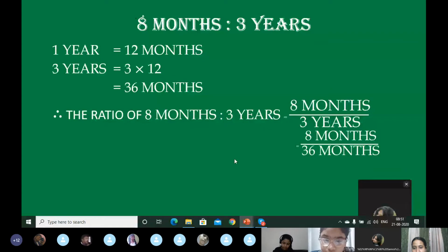So when we reduce 8 and 36, we get 2 by 9. That is equal to 2:9.